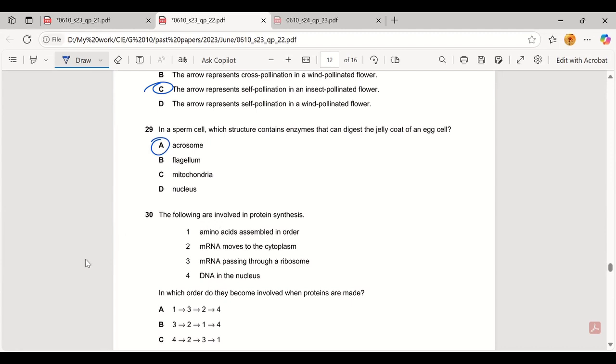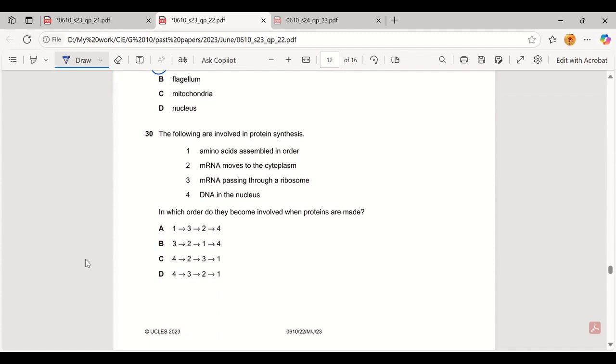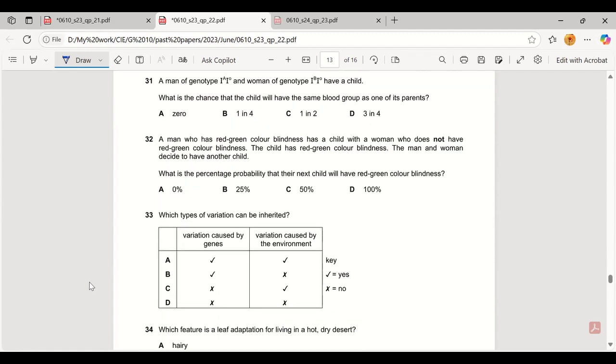The following are involved in protein synthesis. In which order do they become involved when proteins are made? Yumna. C. Number C. Yes, correct. A man of genotype IA-IO and a woman of genotype IB-IO have a child. What is the chance that the child would have the same blood group as one of its parents? Sajim.